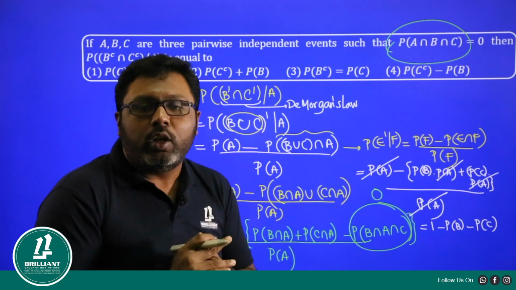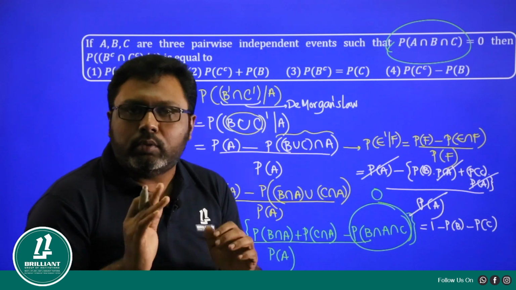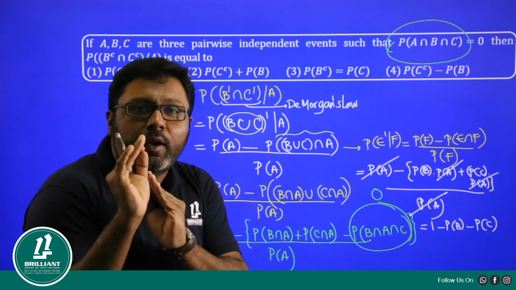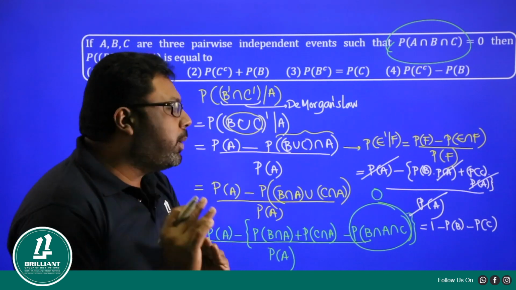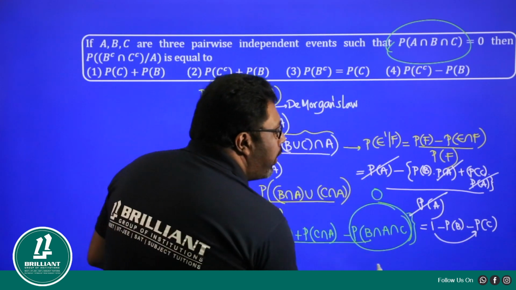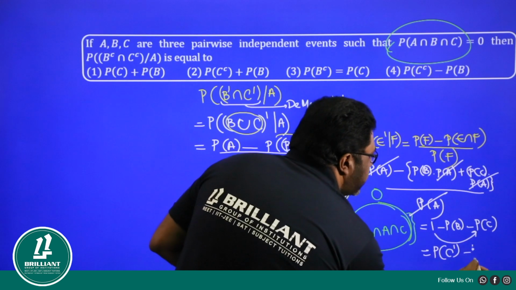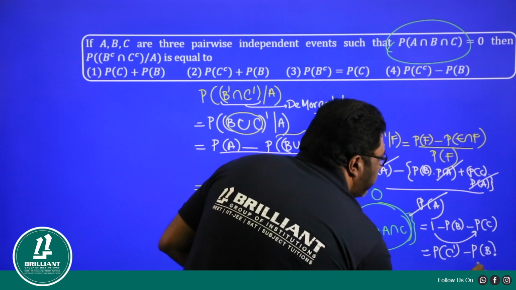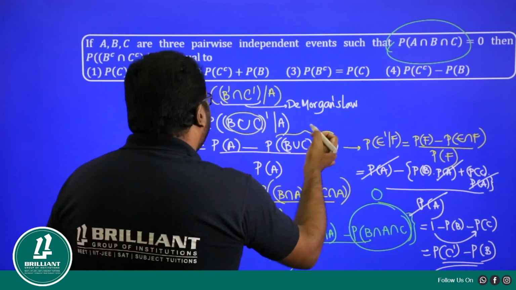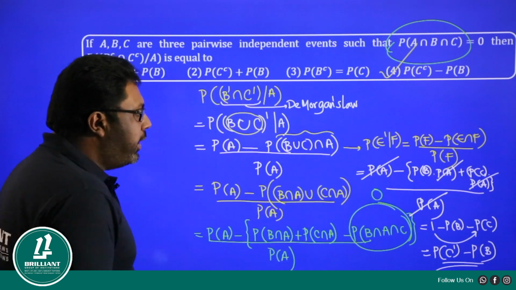Now look at the third option. Probability of B complement is equal to probability of C. No way, you can't get it equal. The fourth option, probability of C complement minus probability of B. Look at this. Can I say this is 1 minus probability of C, which is probability of C complement, minus the probability of B. Probability of C complement minus the probability of B, which is my fourth option. My fourth option is probability of C complement minus probability of B.